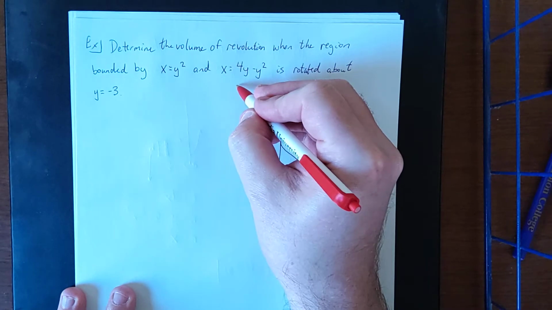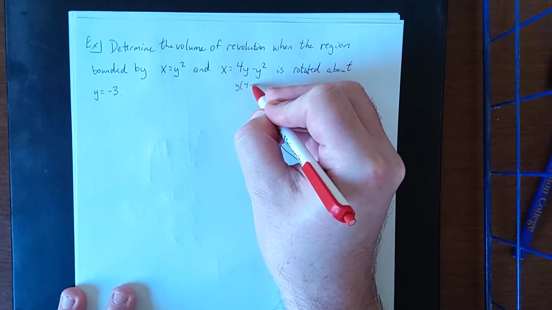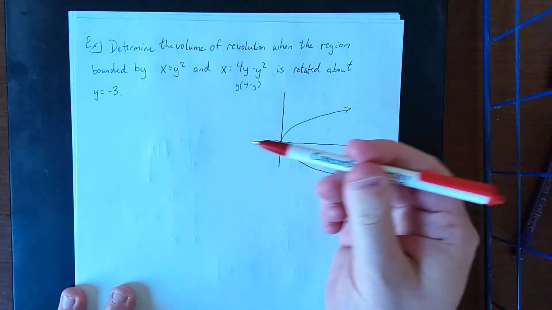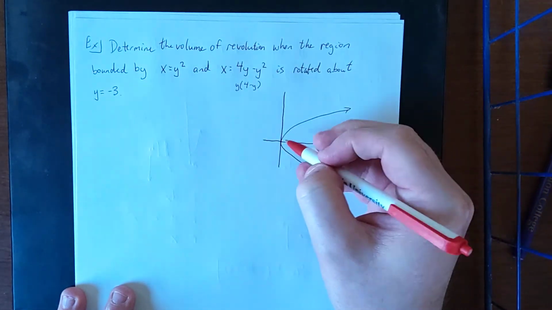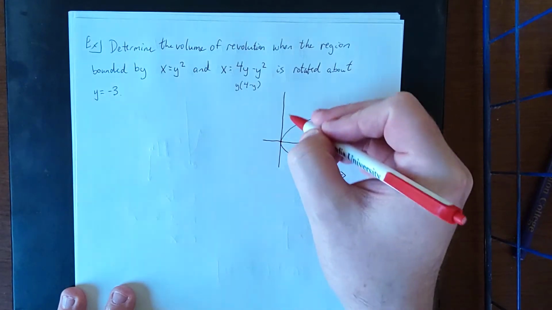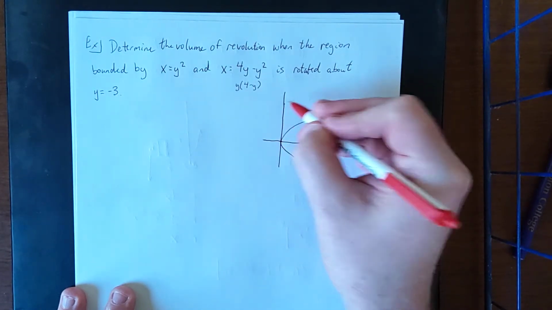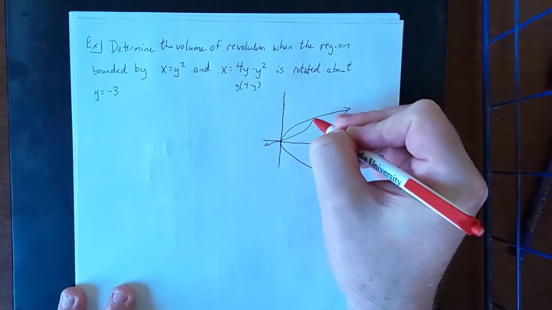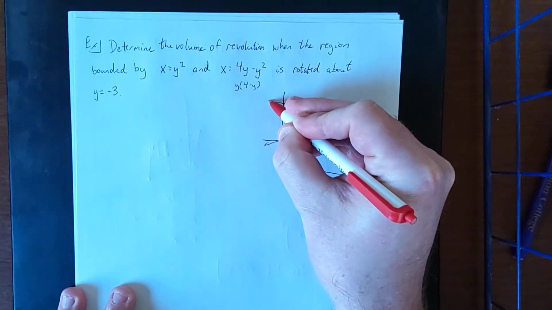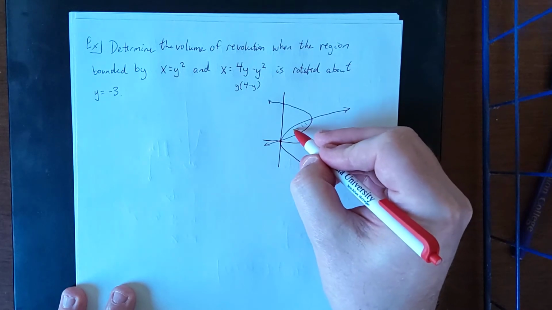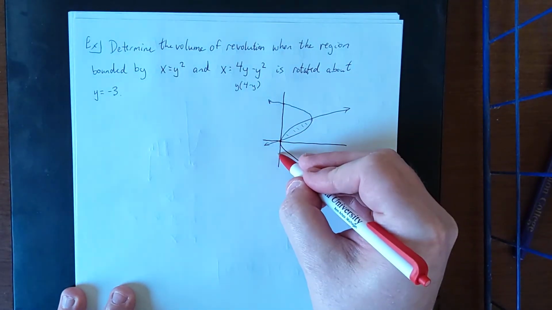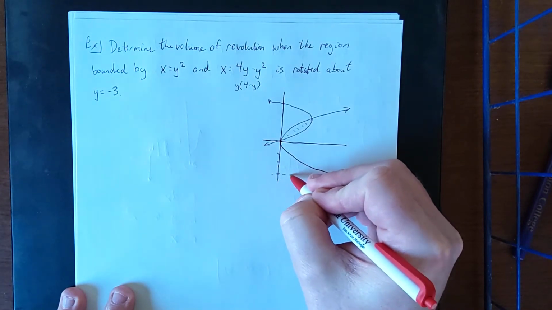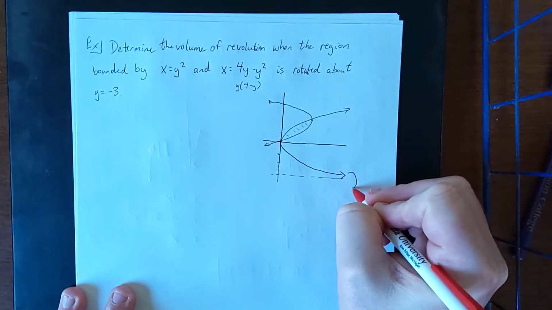X equals 4y minus y squared. If we were to factor this, we could factor out the greatest common factor of y and a 4 minus y. The fact that it's minus y squared means the parabola is going to be opening to the left, and we will see y-intercepts at 0 and 4. As such, we are going to see something that looks approximately like this. So the region in question is going to be this little region right here. Additionally, we go down 3 units to right about here, and this is going to be our axis of rotation this time.